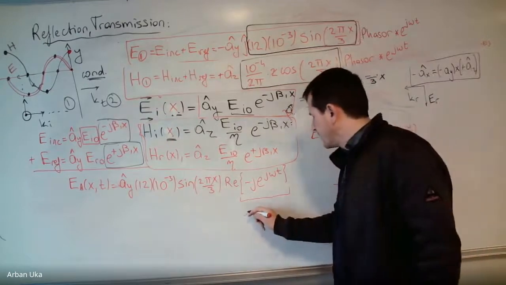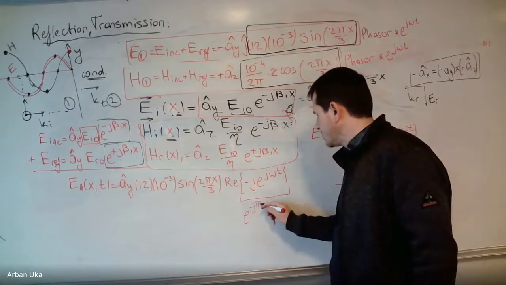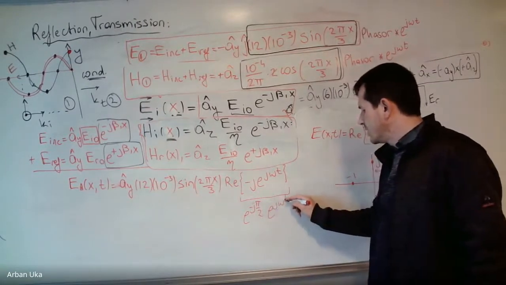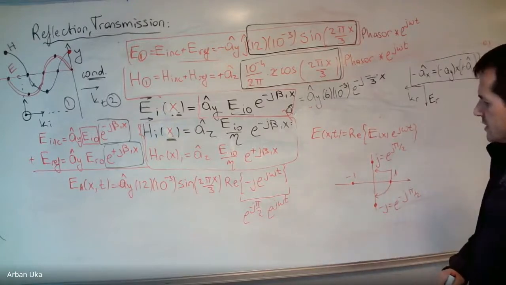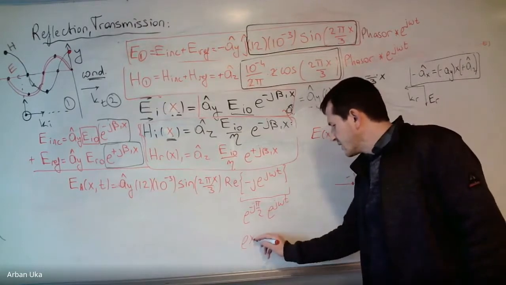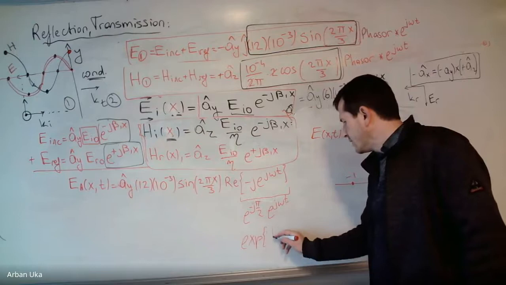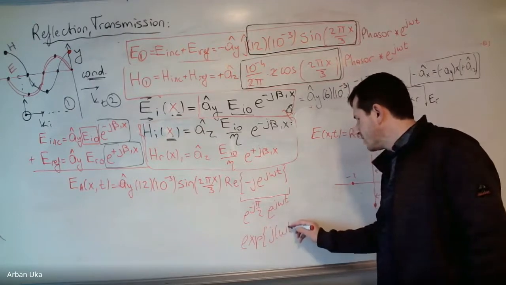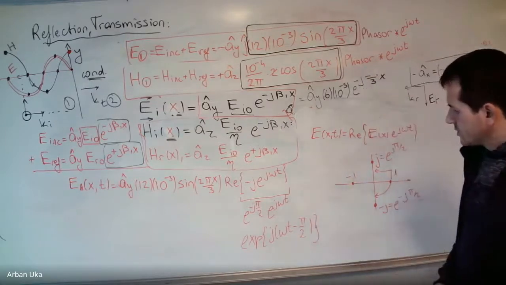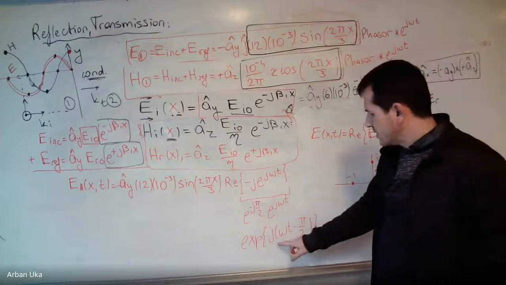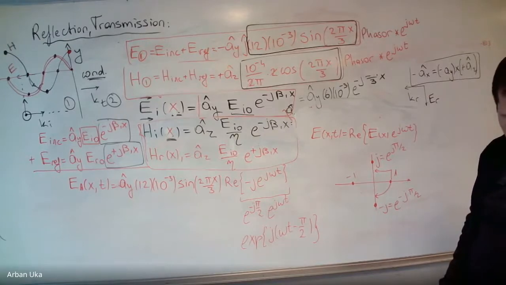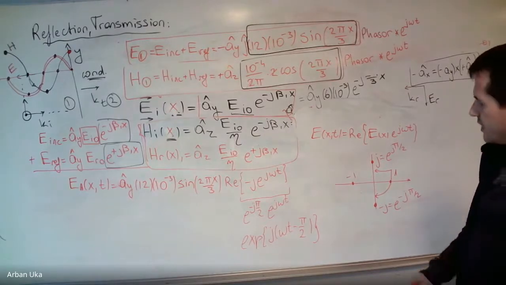So here we have e to the power minus j times pi over 2, that's minus j, times e to the power j omega t. Which means that here we can factor this out. We can also write it like this, exponential of what? j times omega t minus pi over 2. So what is the real part of this term? It's going to be equal to cosine omega t minus pi over 2, right? So we have here cosine omega t minus pi over 2.